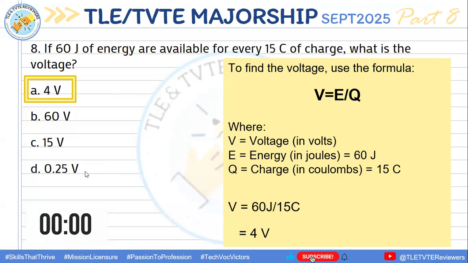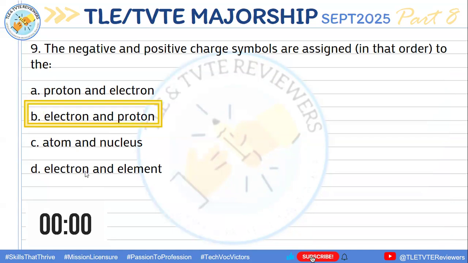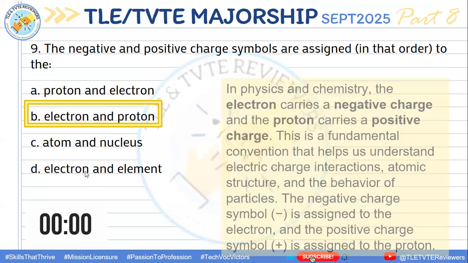Number 9. The negative and positive charge symbols are assigned in that order to the A, proton and electron, B, electron and proton, C, atom and nucleus, D, electron and element. Answer letter B, electron and proton.